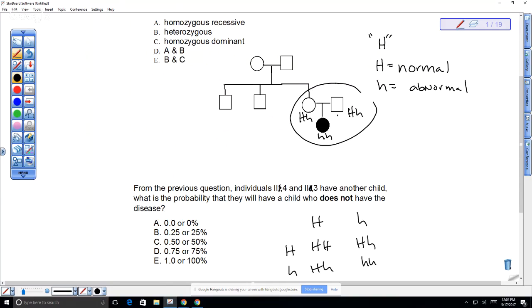So that is kind of the format that you're going to get, especially for the final exam. The genetics problems are going to be kind of in this format. Okay. Are there any questions about that?